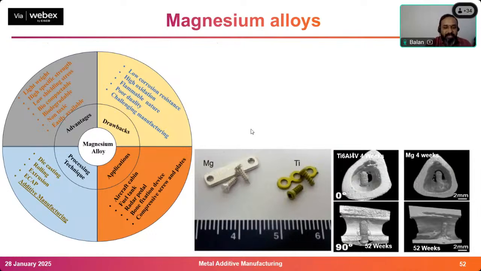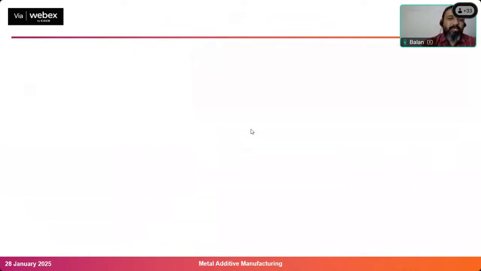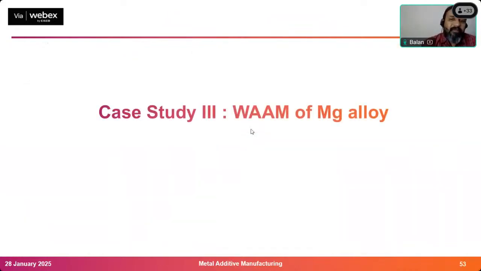Was one of my research I did. What I did is I made an implant by using the WAAM technique, and I used a surface modification technique to improve the corrosion resistance. That's what we are going to see in upcoming slides. So my third case study is WAAM of magnesium, but I am not showing the surface modification.